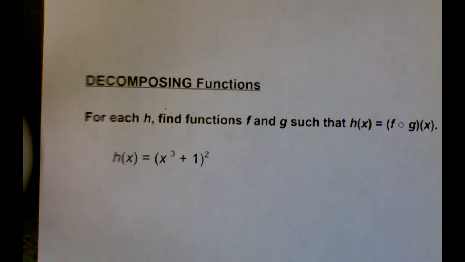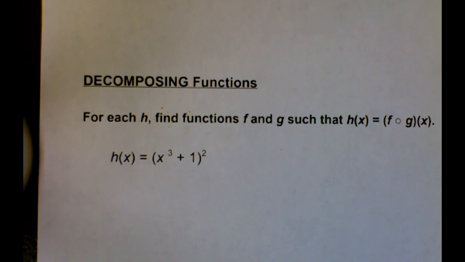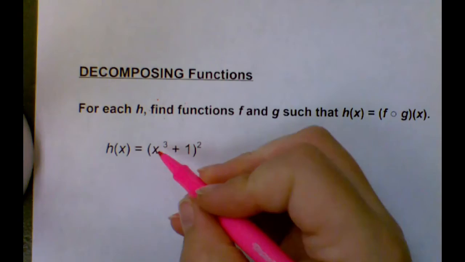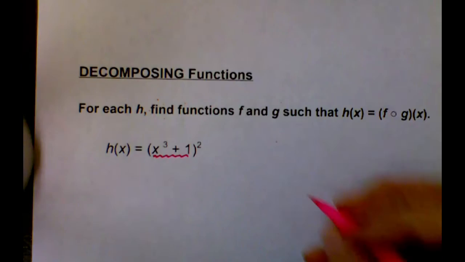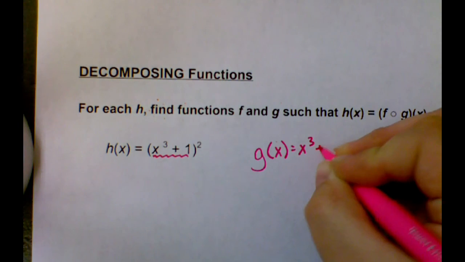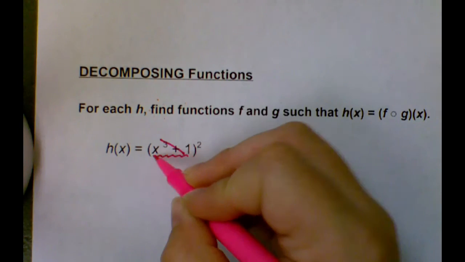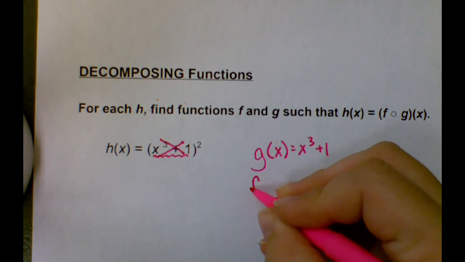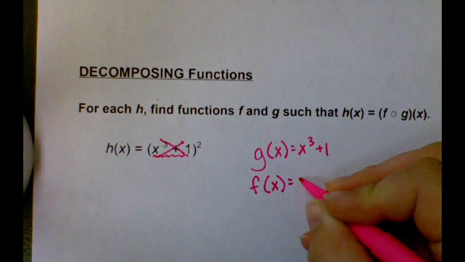And finally, h of x equals x cubed plus 1 squared. What looks like it's on the inside? X cubed plus 1. So my g of x, my inner function, will be x cubed plus 1. If I replace that all with an x, what's left is my f of x, my outer function, which will be x squared.